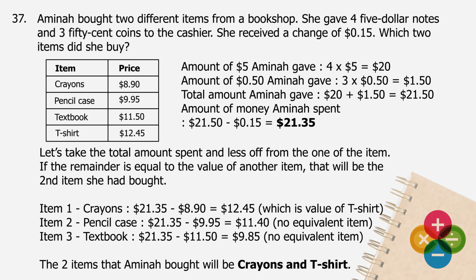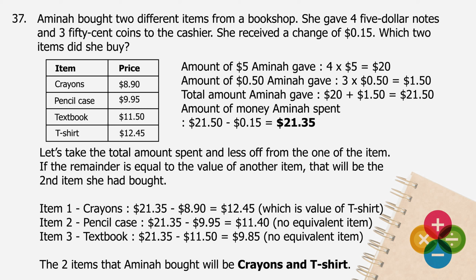Let's use the total amount of money spent, and take it off from one of the items. If the remainder of the money spent, after taking off the first item, is equal to the value of another item, the second item will be the item that she had bought. Let us use the amount spent and take off the items. Item 1. Crayons. Subtract $8.90 from $21.35 and the difference is $12.45. $12.45 is the value of the T-shirt.